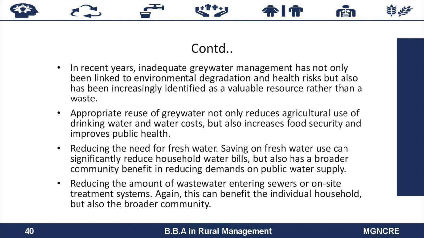It also reduces the need for fresh water. Saving on fresh water can significantly reduce household water bills, but also has a broader community benefit in reducing demands on public water supply. Another benefit of reusing grey water is that it reduces the amount of wastewater entering sewers or on-site treatment systems. This can benefit the individual household but also the broader community. So these are a few of the importances of the reuse of grey water.